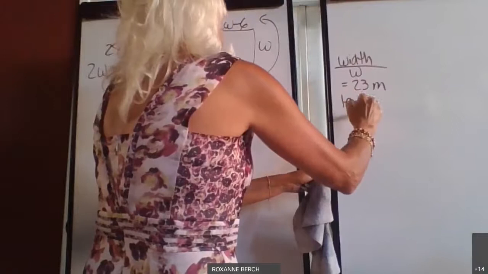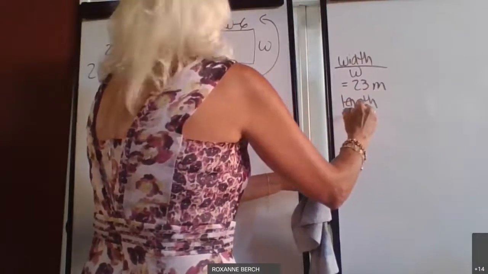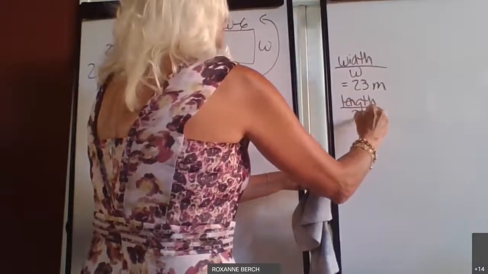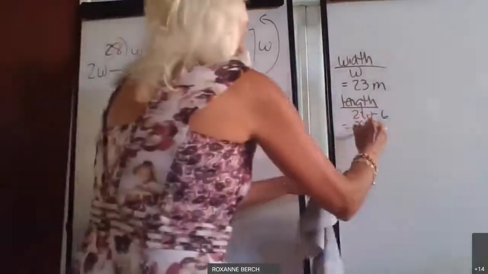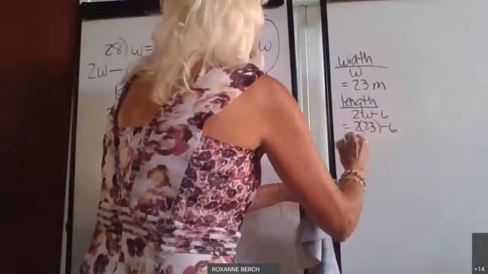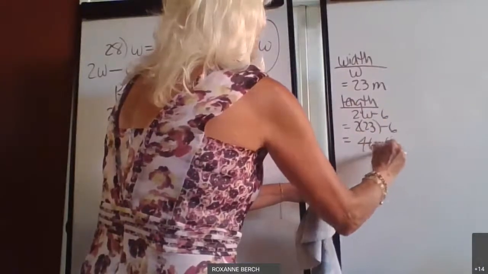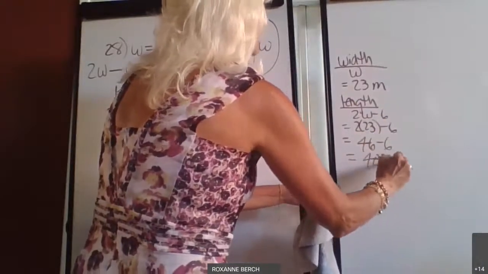And the length is 2W minus 6, which is 2 times 23 minus 6, which is 46 minus 6, which is 40 meters.